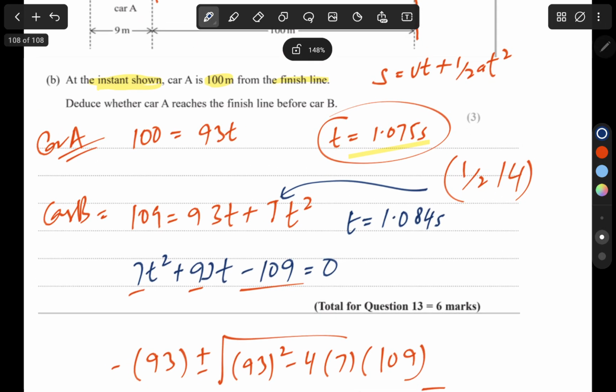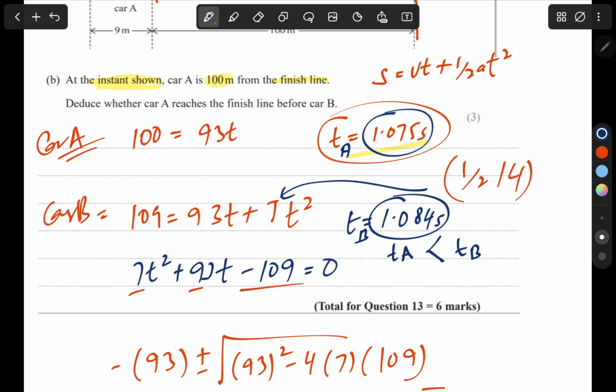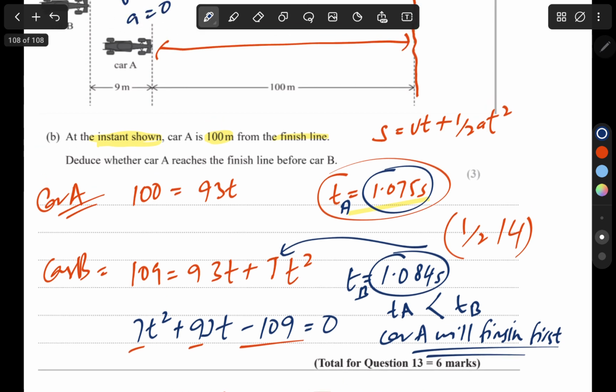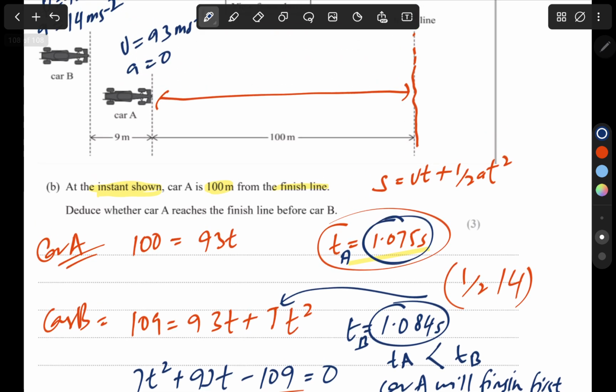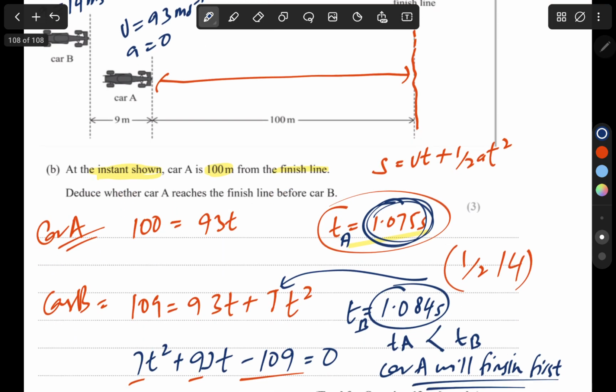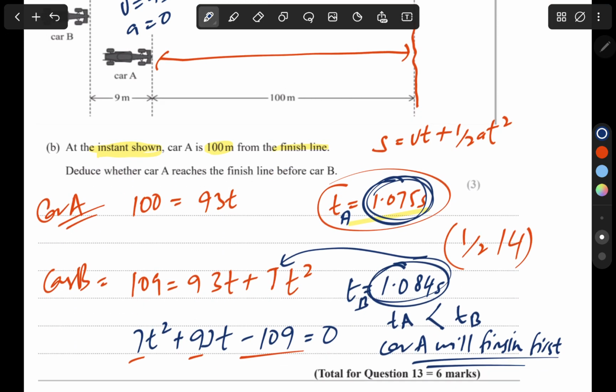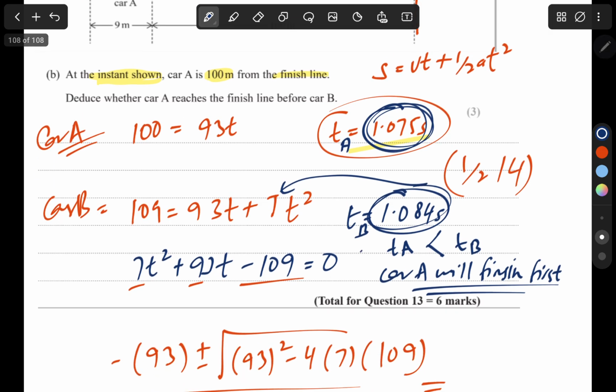So you see the time taken by car A, time taken by car B. Time taken by car A is less than time taken by car B. So car B takes more time than car A. So car A will finish first, because this car takes less time, so it's going to reach quicker. This car takes more time, so it's going to reach after car A.